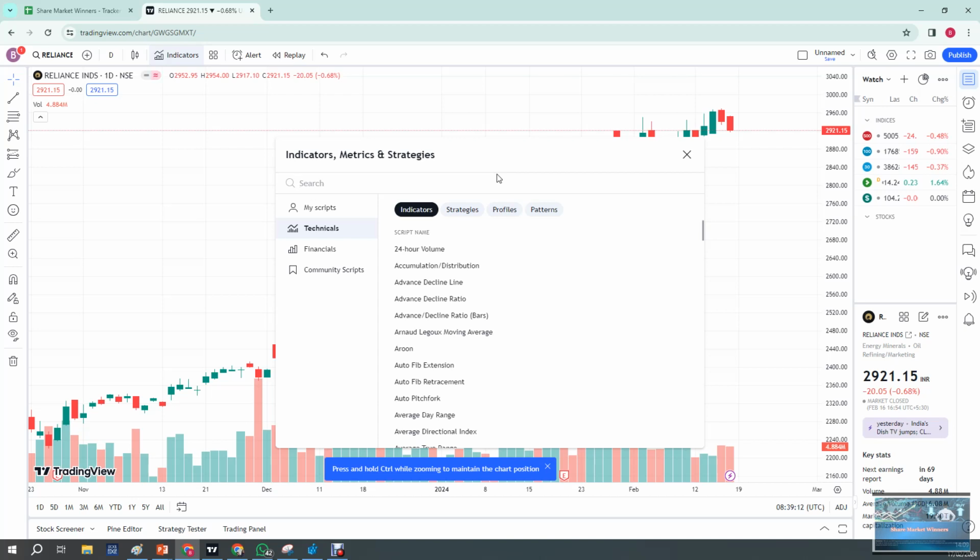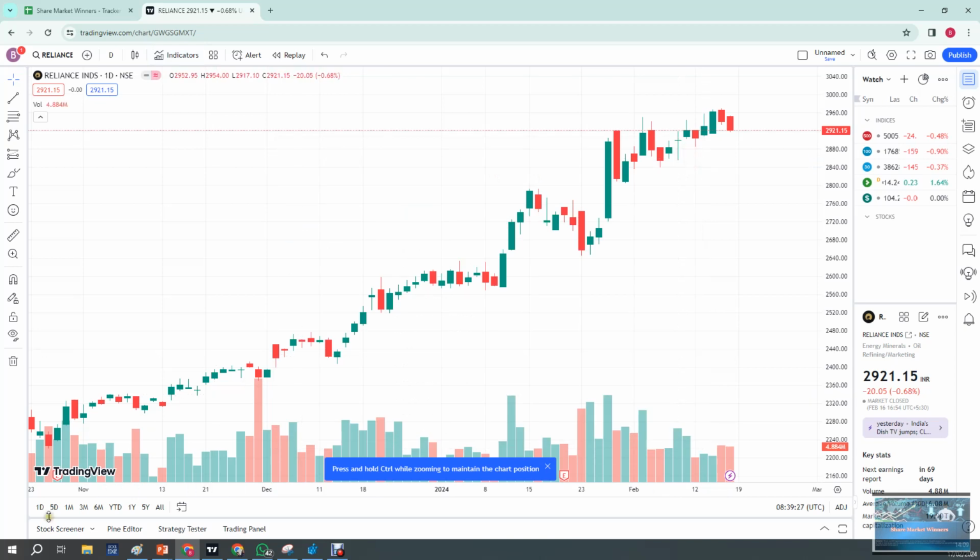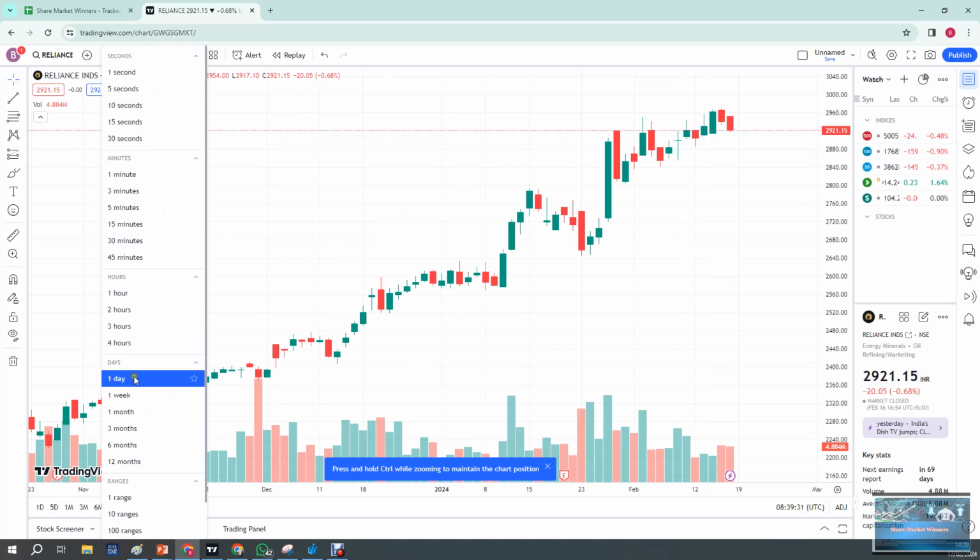Okay, so in that, two things you have to understand: whether I am a long-term investor, a short-term investor, or an intraday trader. Based on that, you have to select the time frame in which you want to plot these indicators. If you are a long-term investor, I usually prefer to use days, weeks, and months to predict the movement or upcoming future movements of the stock.